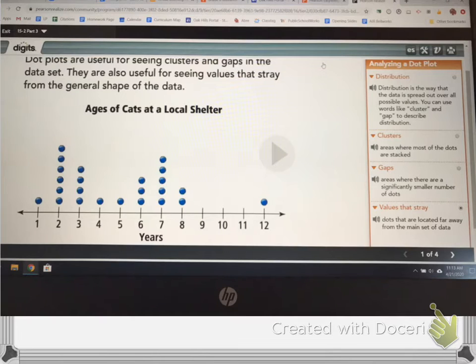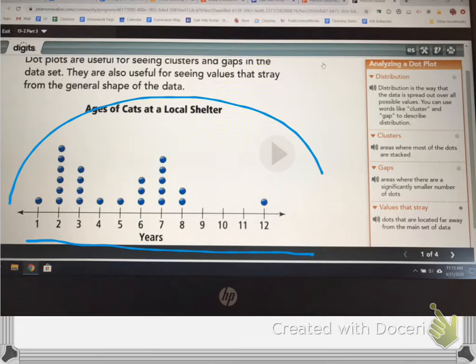Okay. A couple other things to keep in mind. We can analyze dot plots once we have an actual dot plot, which we've got here. These are the ages of cats at a local shelter. We can talk about different things such as the distribution, how the data is spread out over the possible values. So we've got our distribution shown here on our dot plot.